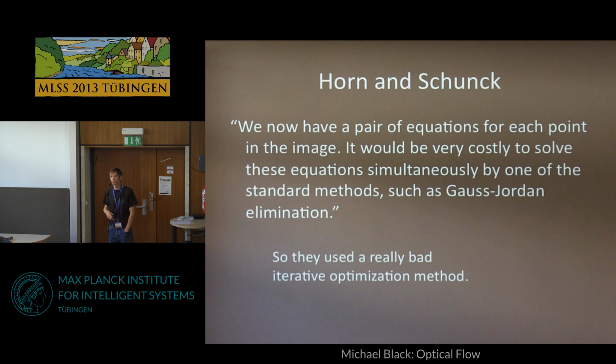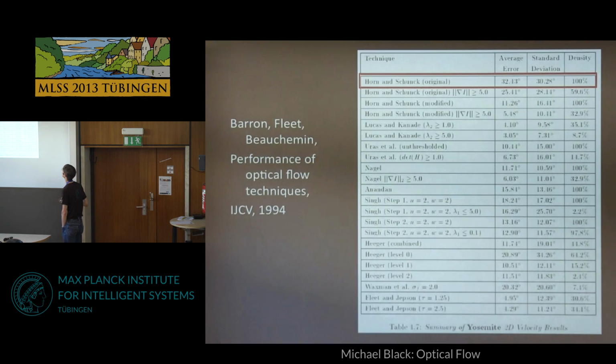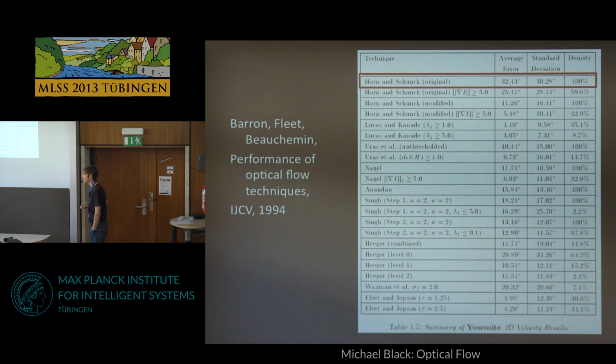But Horn and Schunck were working in 1981. So they said, well, we now have a pair of equations for each point in the image. It would be very costly to solve these equations simultaneously by one of the standard methods. So they implemented a really, really bad algorithm, a really bad approximation. And this is where the implementation details matter. They knew what to do, they just couldn't do it. And consequently, in every comparison for the 30 years after that, they got slammed as having like the worst algorithm in history.